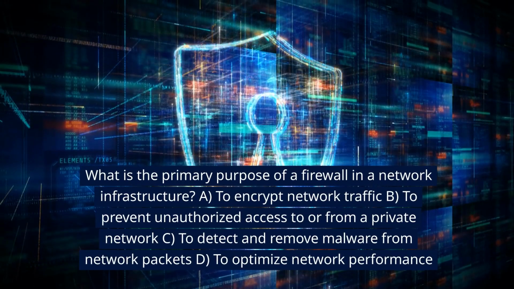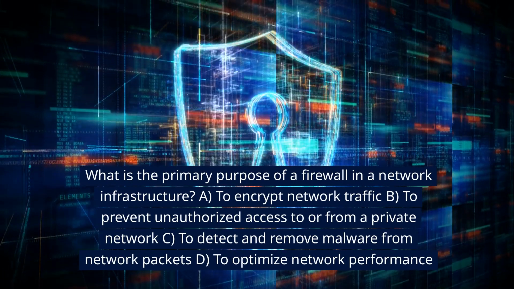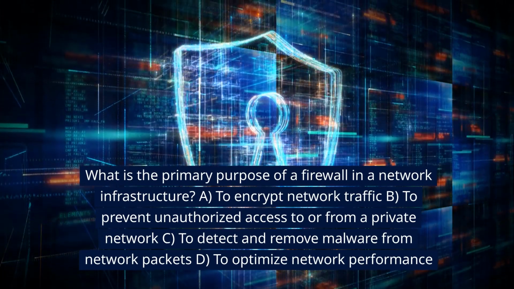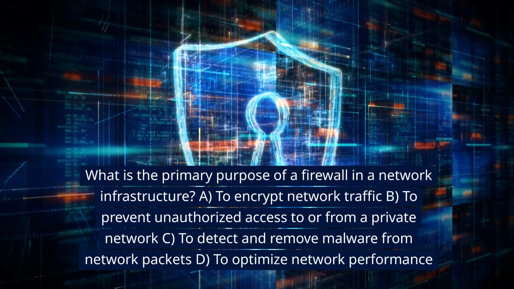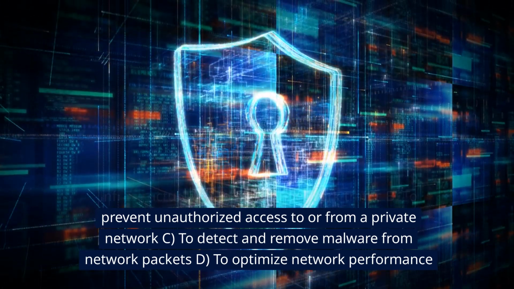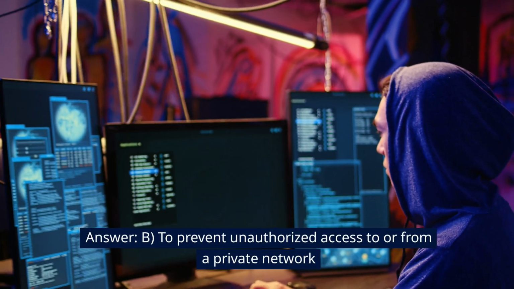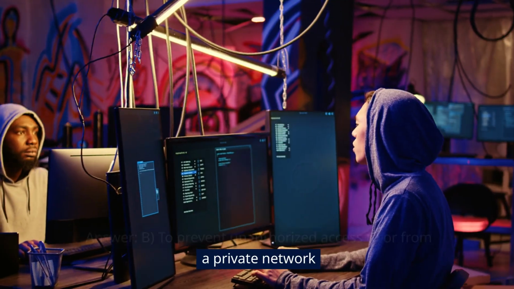What is the primary purpose of a firewall in a network infrastructure? A. To encrypt network traffic. B. To prevent unauthorized access to or from a private network. C. To detect and remove malware from network packets. D. To optimize network performance. Answer: B. To prevent unauthorized access to or from a private network.